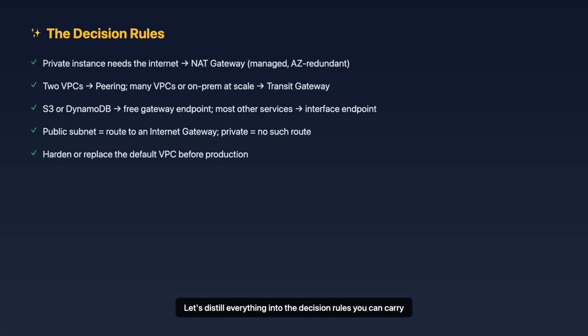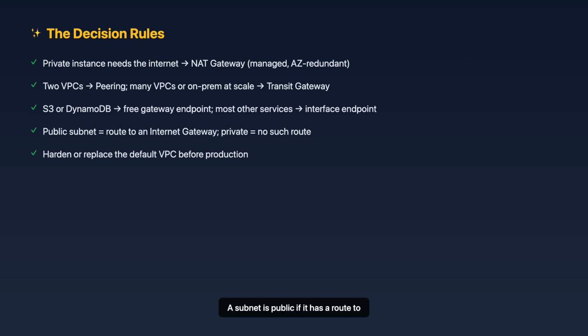Let's distill everything into the decision rules you can carry into any scenario. When a private instance needs the internet, the answer is a NAT gateway, managed and redundant within its AZ. Two VPCs talking means peering. Many VPCs or on-premises at scale means a transit gateway. For S3 or DynamoDB, use the free gateway endpoint. For most other services, use an interface endpoint.